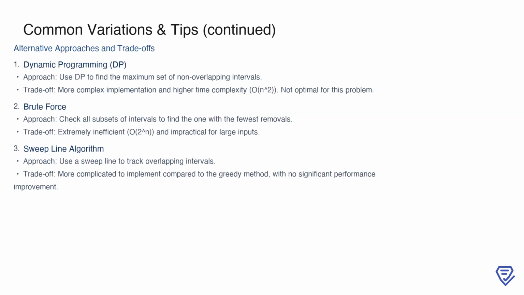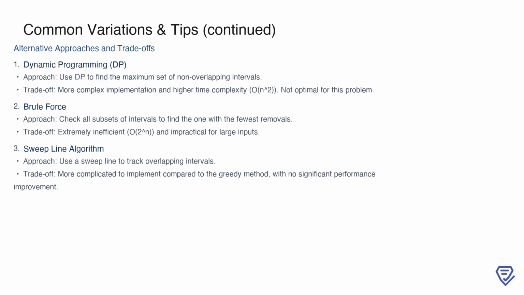While the greedy algorithm is the most efficient approach for this problem, it's worth briefly discussing some alternative methods and their trade-offs. One such method is dynamic programming. In this approach, you can use DP to find the maximum number of non-overlapping intervals, but this comes with a higher time complexity of n squared, and a more complex implementation, making it less practical for this specific problem.